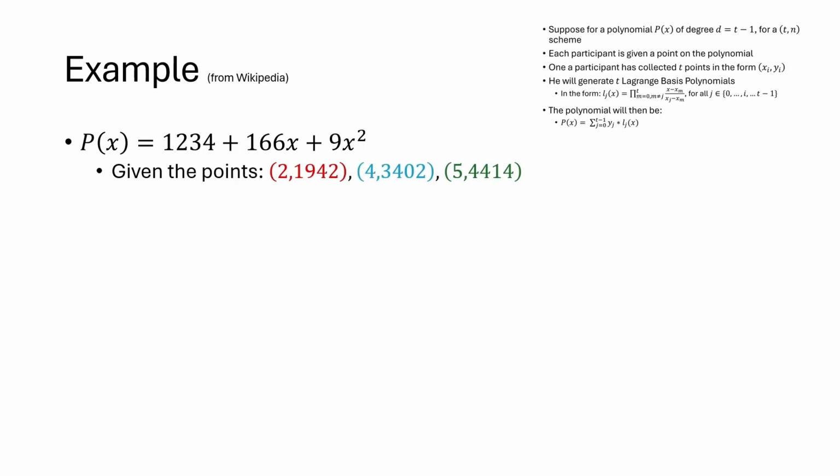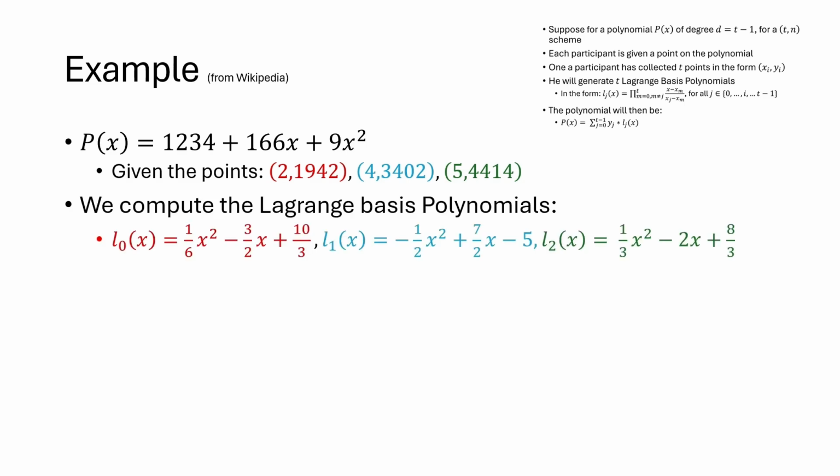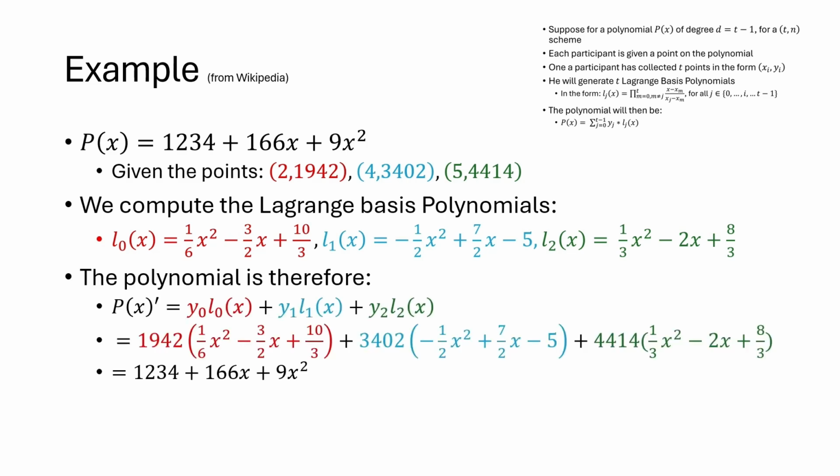So an example is here, which I lifted from Wikipedia, right? So you have p(x) equals that polynomial. You can generate more points than that, but for this example, I generated just 3 points. And then suppose you collected these 3 points. You just use that equation from the last slide, generate the Lagrange basis polynomials, use that together with the points that you collected, and bam, there you go. That's the polynomial. It's that simple, right?